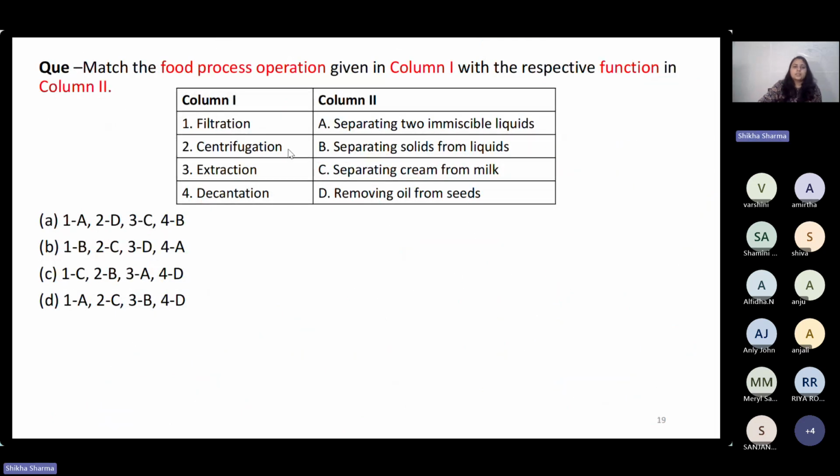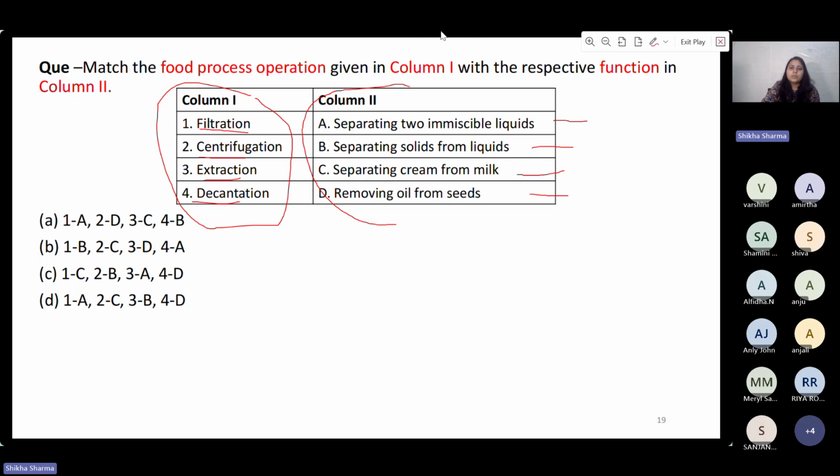Okay, let's discuss this question. In this question, we have column 1, which has the 4 food process operations: filtration, centrifugation, extraction, and decantation. In column 2, we have their functions: separation of two immiscible liquids, separating solids from liquids, separating cream from milk, or removing oil from the oil seeds. So, would anyone like to match column 1 to column 2?